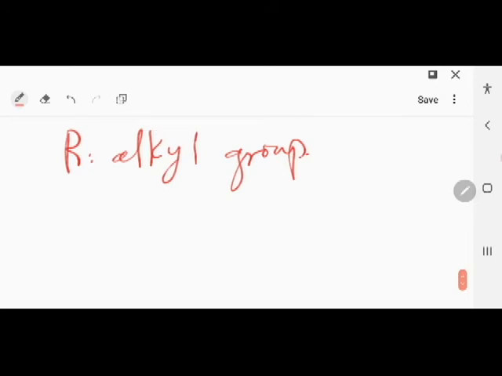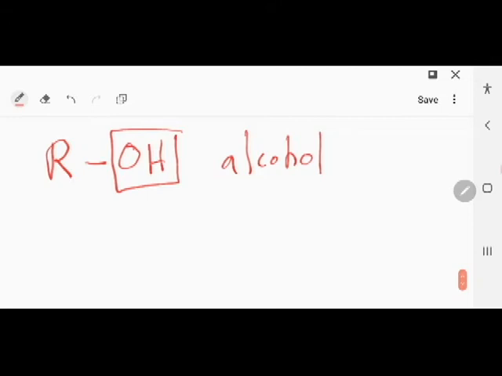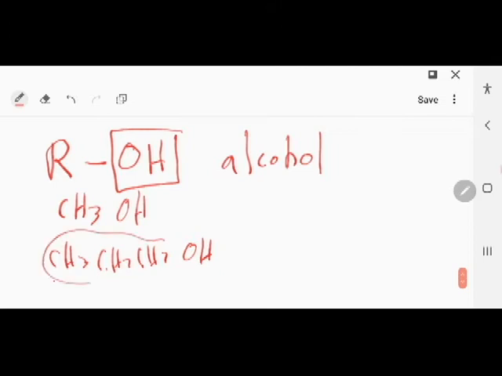Now, if we have an alkyl group connected with OH, that means that we have alcohol. So the functional group, or the main name of it, will be alcohol. So if this was, for example, CH3 and OH here, this is meth, so here we have methanol. And if R was, for example, CH3, CH2, CH2OH, 1, 2, 3, so this is propanol, and so on. We're going to talk about the names later, but this is the meaning of R, that R could be any alkyl group. So if we have ROH, that means that we have alcohol. This is the first functional group.